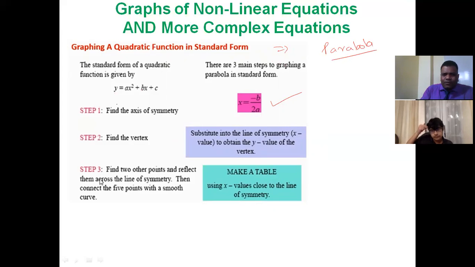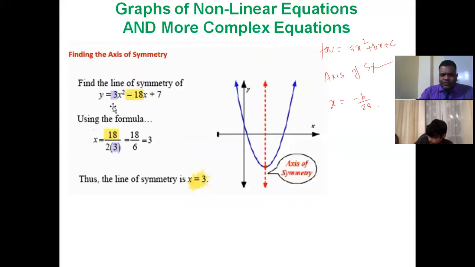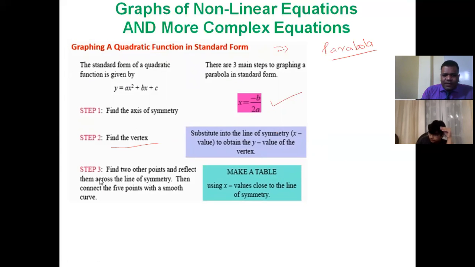So step 1, find the axis of symmetry. Step 2, find the vertex. These two things we learned here. How to find the axis of symmetry, means this line. How to find the vertex, this one. After that, what you need to do is create one small table. As I told you, put some values of x, you'll get the values of y. So you will get many points, and you can join them, you get the parabola.